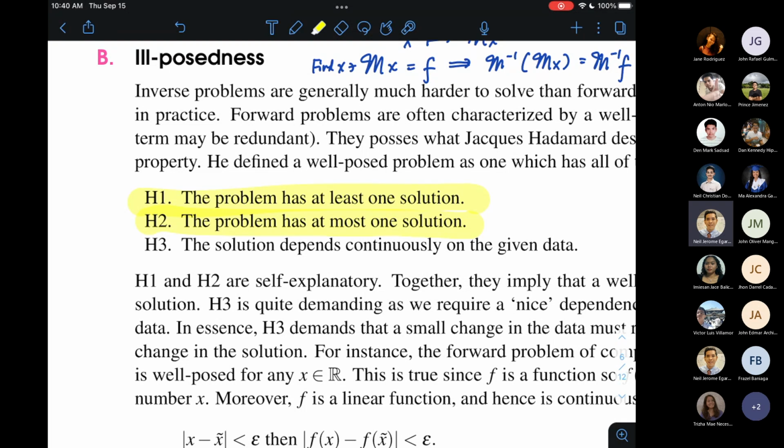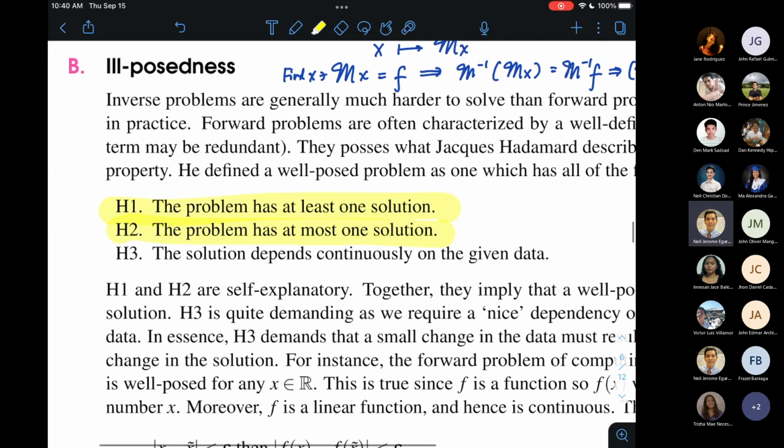So H1 plus H2, right? Property H1 and property H2 should imply that a well-posed problem should have exactly one solution. So existence and uniqueness ng solution. So if I'll ask you to show that the problem is well-posed, kailangan ipakita nyo or gumawa kayo ng isang existence and uniqueness proof. All right?